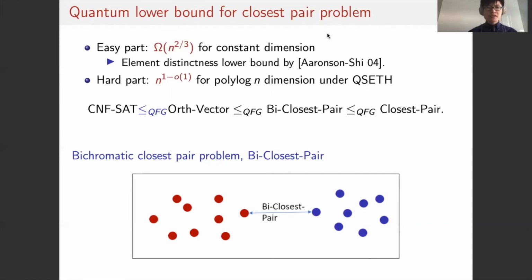The reduction is as follows. We start from the CF set problem and reduce it to an orthogonal vector problem, which we already showed, and then we reduce the orthogonal vector problem to the bichromatic closest pair problem, which is giving you two sets of points. You need to find the closest pair between these two sets. And finally, we reduce the bichromatic closest pair problem to the closest pair problem.